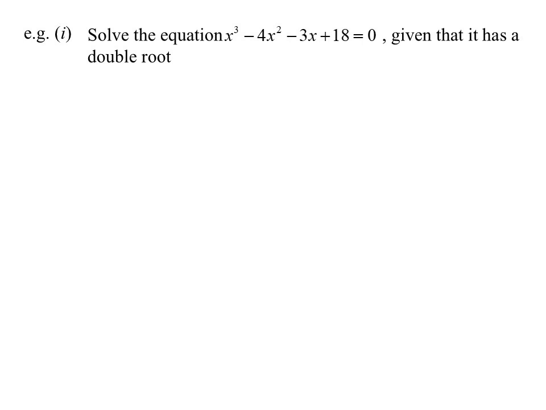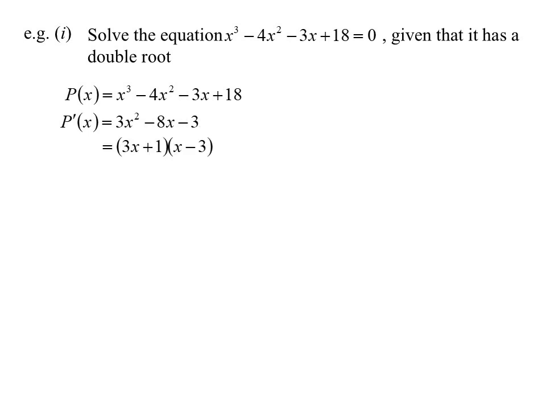Because it's a lot easier to factorise quadratics than it is cubics. Because I now know this has a double root, I can look at the quadratic, which is the derivative. It would have solutions of minus a third or 3. One of those will be the double root. Which one is the question? It's a matter of testing, and there's a logical choice here.